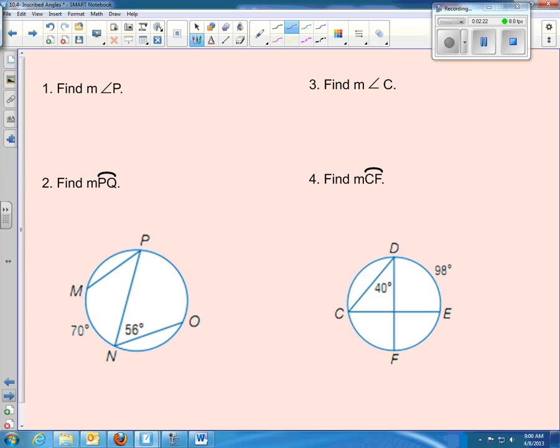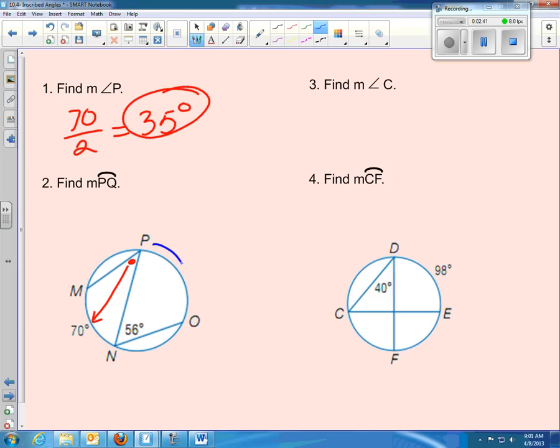So in our first couple of problems, it says find the measure of angle P. We're finding the measure of the angle, and that's 1/2 the measure of the arc. So we're just going to take 70 and divide by 2, and the angle is 35 degrees. Now we're going to find the measure of arc PQ, and PQ is the one that's way out here. That's twice the size of the angle. So we're going to take the angle of 56 and multiply by 2, and we get 112 degrees for that arc.